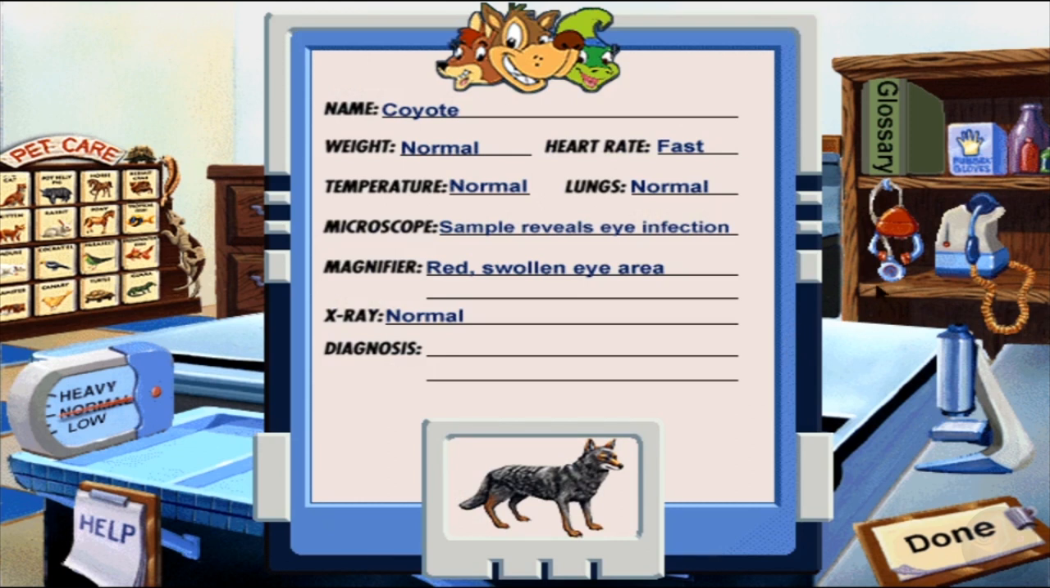The coyote's weight and temperature are normal. Its heart rate is fast, but the lung reading is normal. The microscope reveals infected eye discharge, and with the magnifying glass, the eye looks very red and swollen, but the X-ray is normal. The coyote has an eye infection.